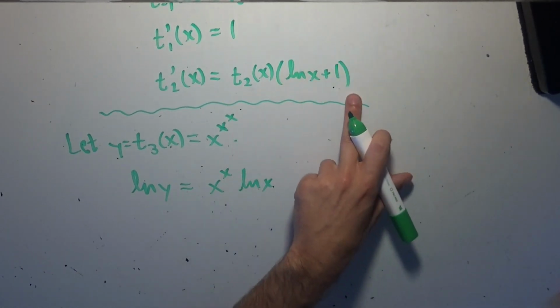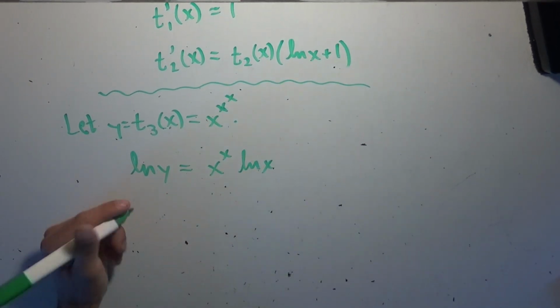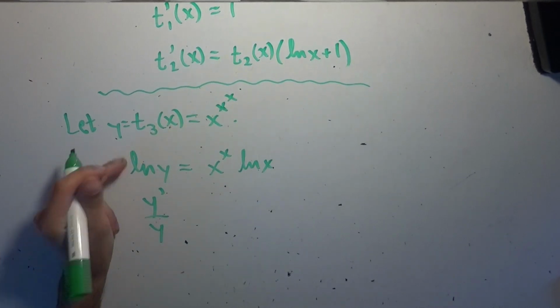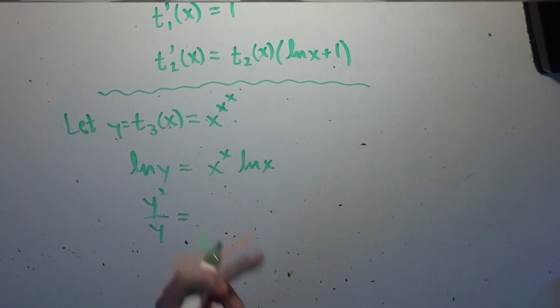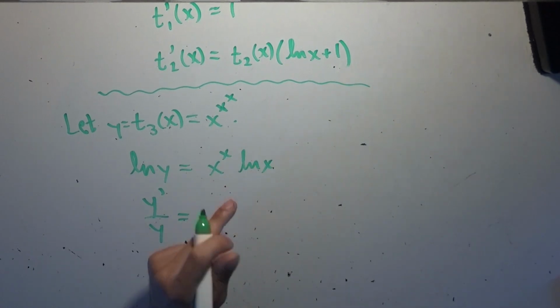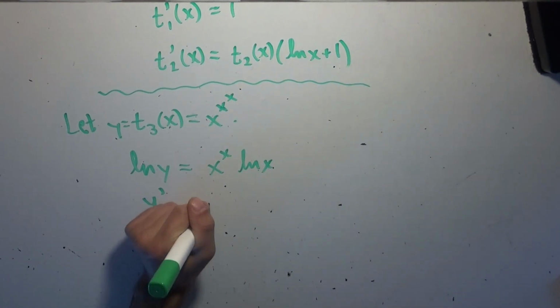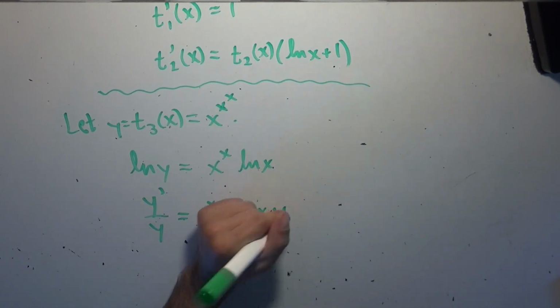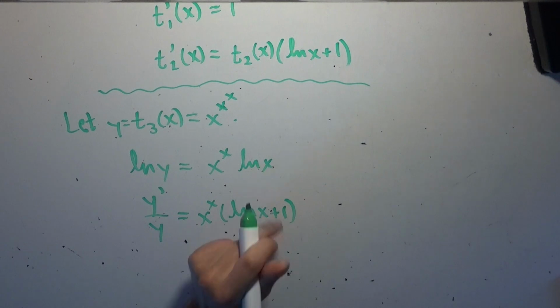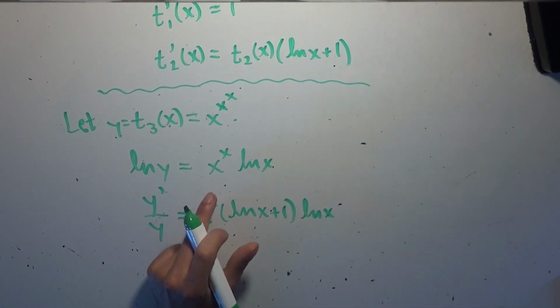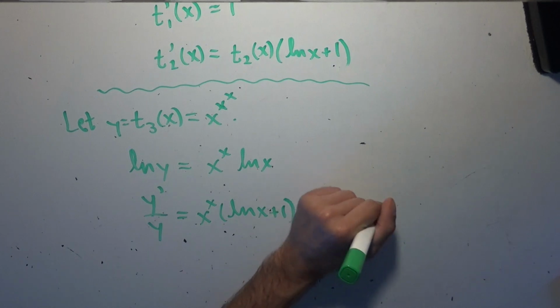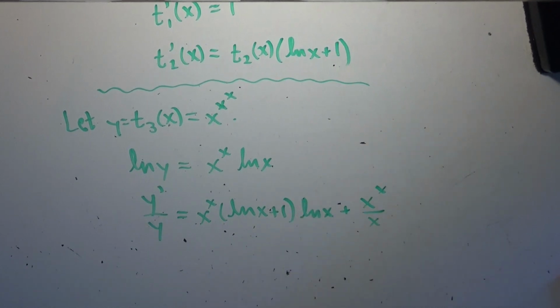It's this right here. So let's take the derivative of both sides, again implicitly differentiating, so we get y prime over y, the logarithmic derivative of y. Now the derivative of x to the x is x to the x times the quantity log x plus 1, right? That's what we just derived. And then we have to multiply by log x. Now we have to add x to the x times the derivative of log x, which is going to give x to the x divided by x, right?